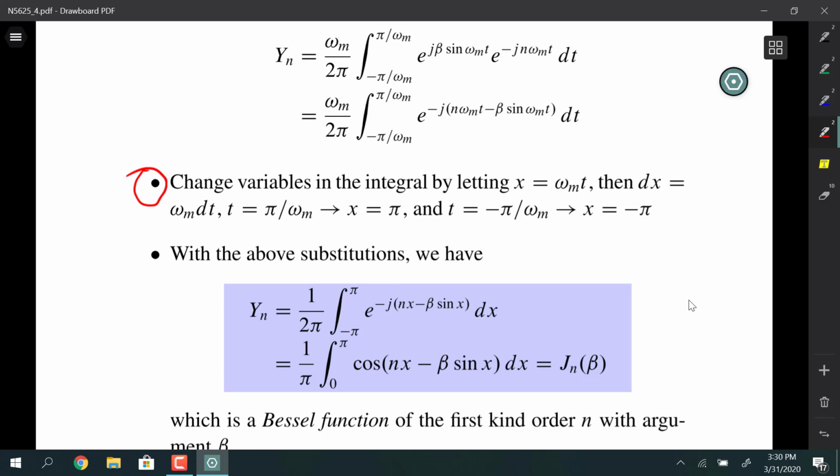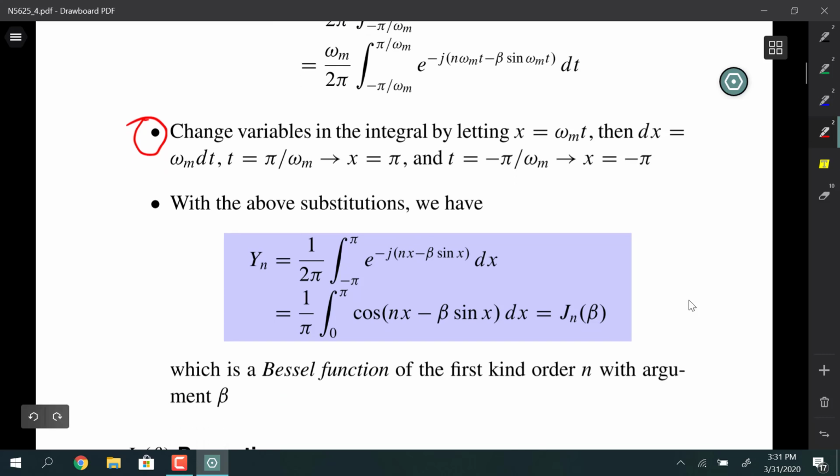Did anybody ever bump into Bessel functions in their differential equations class? Just curious. Okay, I took advanced differential equations, and that's where I first bumped into it. Then in fields and waves, you bump into it, and in physics classes, you bump into it too.